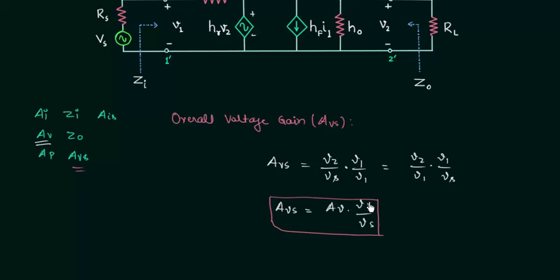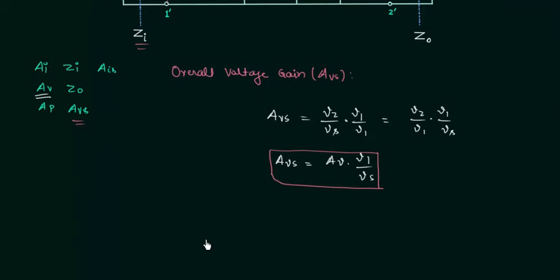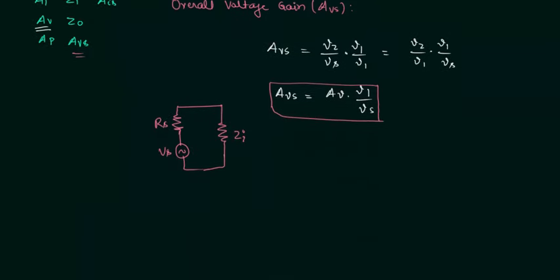In the next step, we will find out V1 by Vs, and for this we need to refer to this circuit. The input impedance is equal to Zi. We can redraw this circuit in which the source voltage is equal to Vs, then we have resistance Rs, then we have the input impedance Zi, and using this circuit we will find out V1 by Vs. V1 is the input voltage, and it is the voltage across the impedance Zi. So we have voltage V1 across the impedance Zi, and let's say current flowing in this circuit is equal to I.